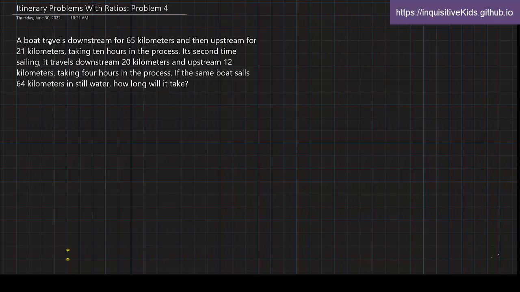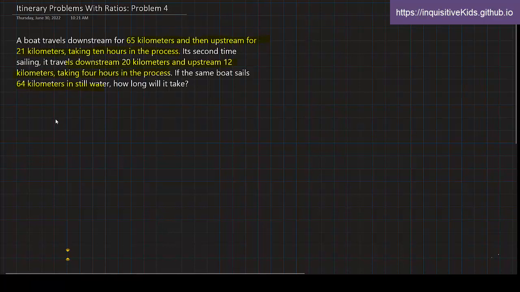Problem 4. A boat travels downstream for 65 kilometers and then upstream for 21 kilometers, taking 10 hours in the process. Its second time sailing, it travels downstream 20 kilometers and upstream 12 kilometers, taking 4 hours in the process. If the same boat sailed 64 kilometers in still water, how long will it take?